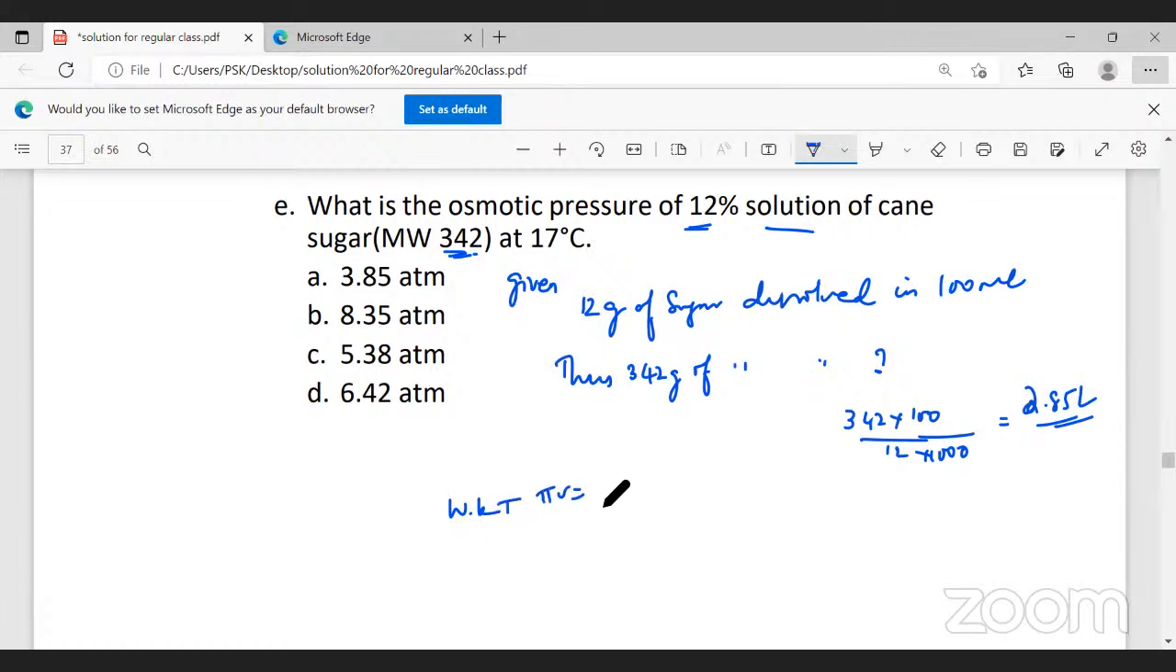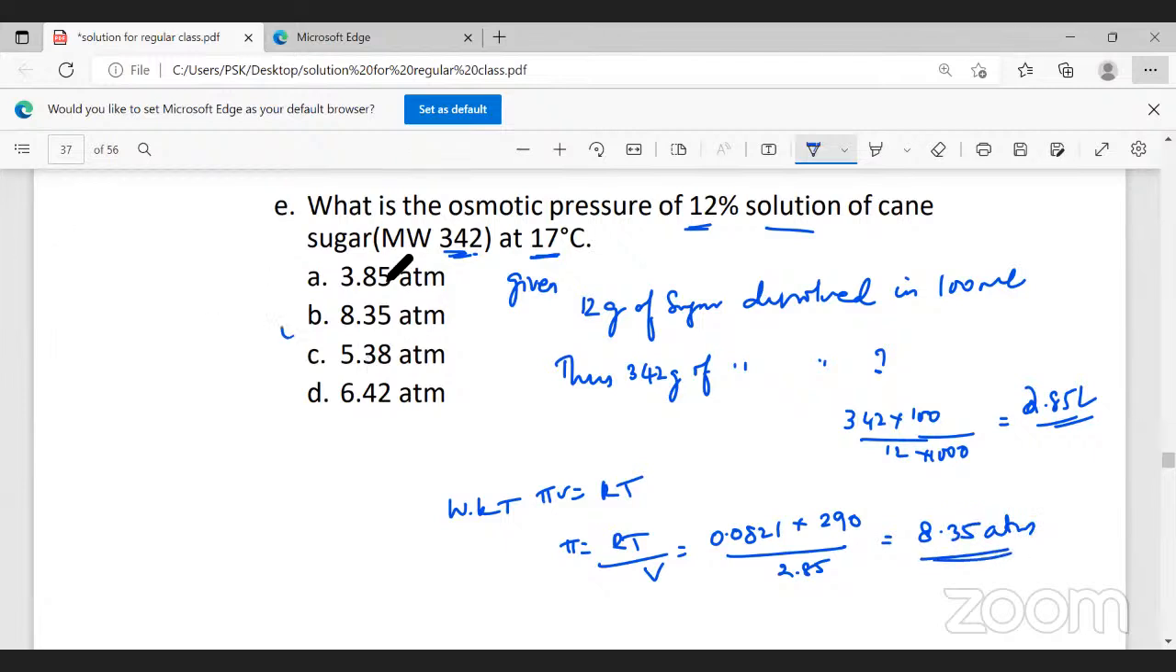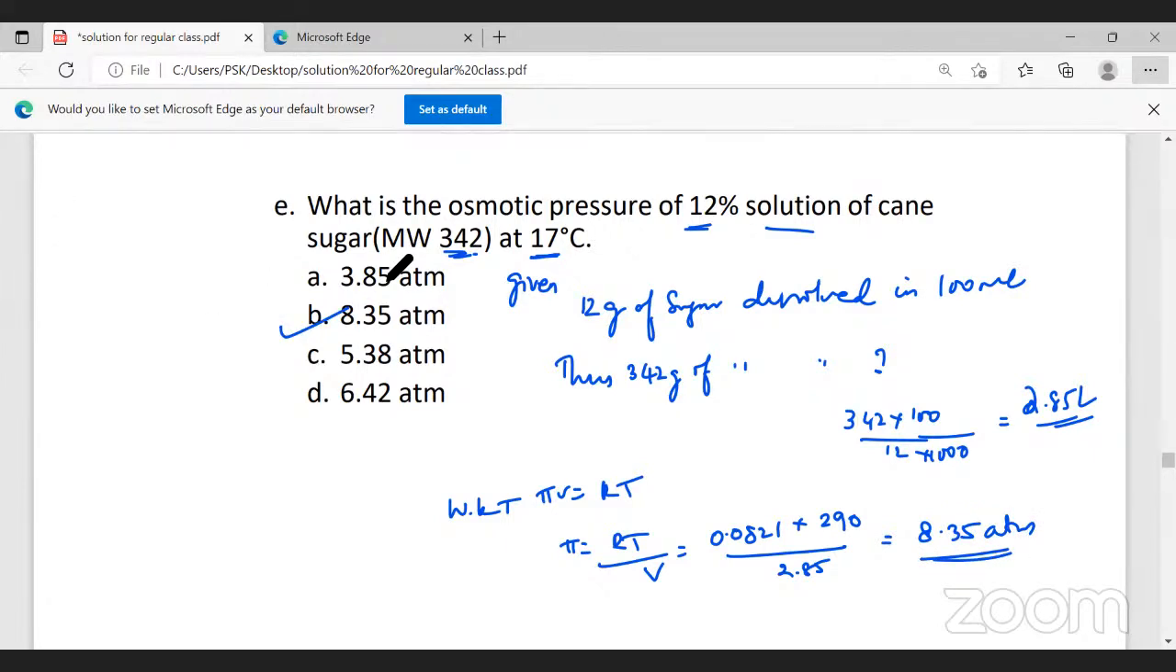So we know that pi V is equal to nRT, or pi is equal to RT by V. So that's 0.0821 into 290. Temperature, 273 plus 17, that is 290. And volume, they've given us 2.85. On simplification, you will get 8.35 atmospheres. Hence, the answer for this question is option B.